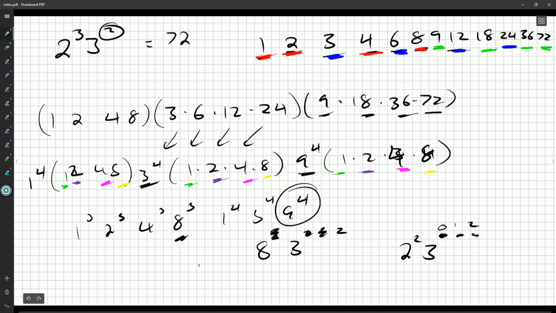Same with 9. How many numbers could have 9 with them? It's got to be some power of 2 times 9. Well, you could have 2 to the 0, or 2 to the 1, or 2 to the 2, or 2 to the 3, but we can't have 2 to the 4. We don't have 4 2s to play with. Okay?